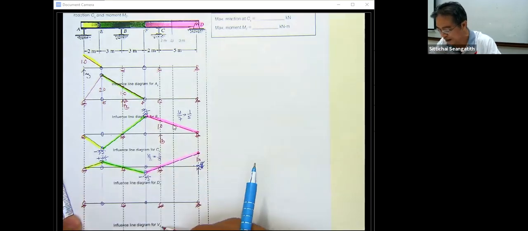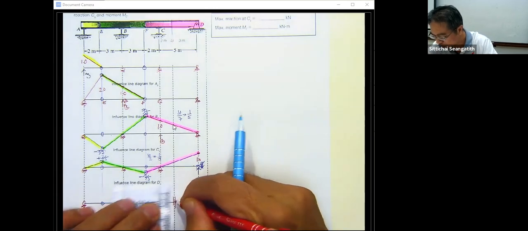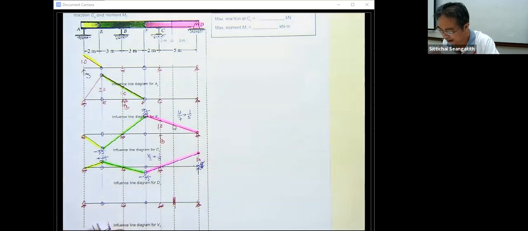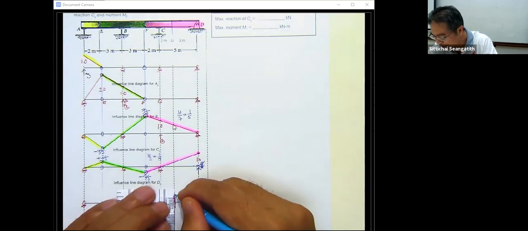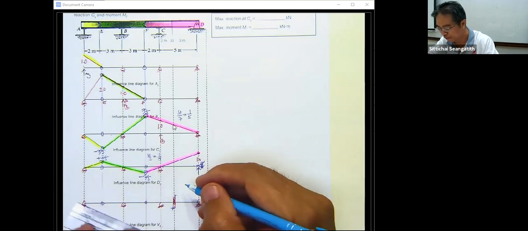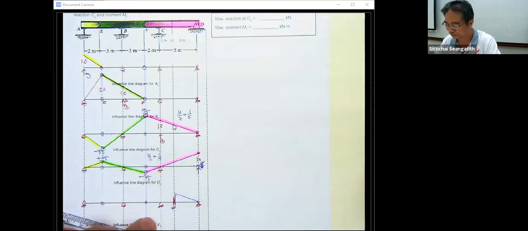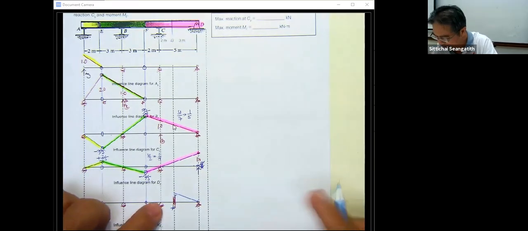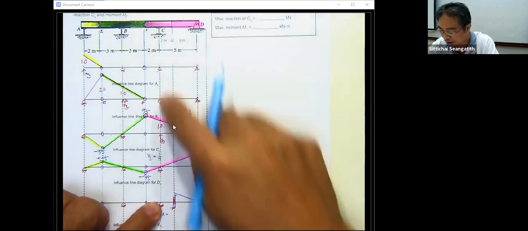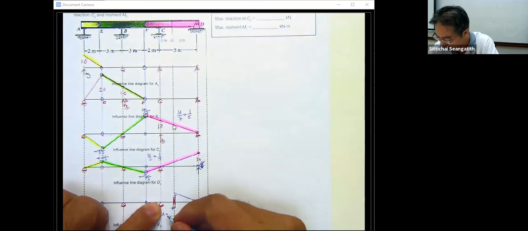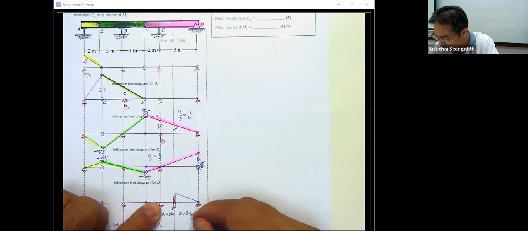Influence line of V sub G. We release the resistance to the V sub G, and then we apply the positive V sub G to move this one. When we move this one, it is going to be moved up. And by doing this, we will have A equal to the distance here, 2 meter, and B equal to 3 meter.